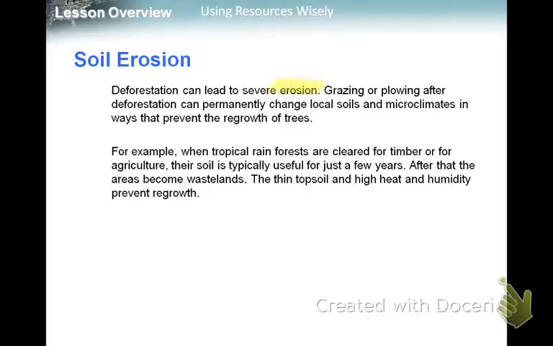Deforestation can lead to severe erosion. Grazing or plowing after it can permanently change local soils and microclimates, and it can prevent the regrowth. When tropical rainforests are cleared for timber or for agriculture, they don't have the best soil, so their soil is typically useful for just a few years. And after that, they become a wasteland. The topsoil, like I said, isn't the best, and the high heat and humidity prevent regrowth.